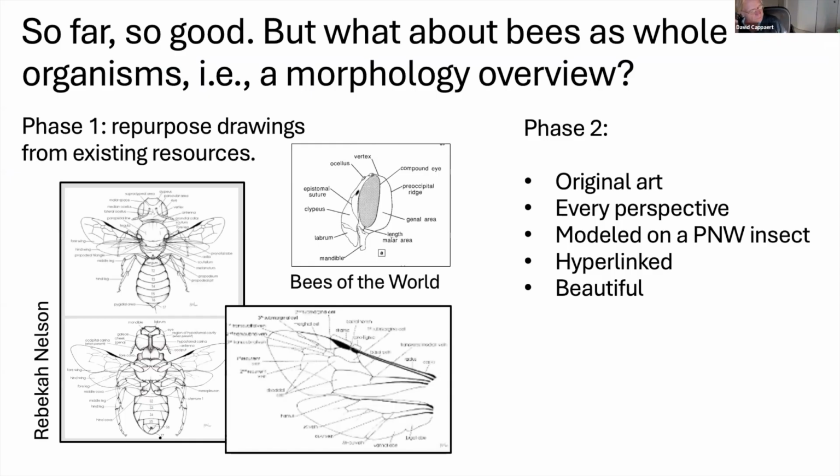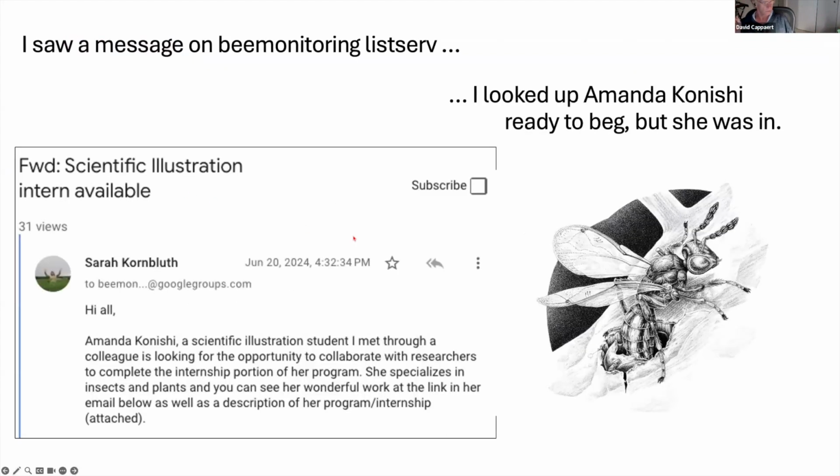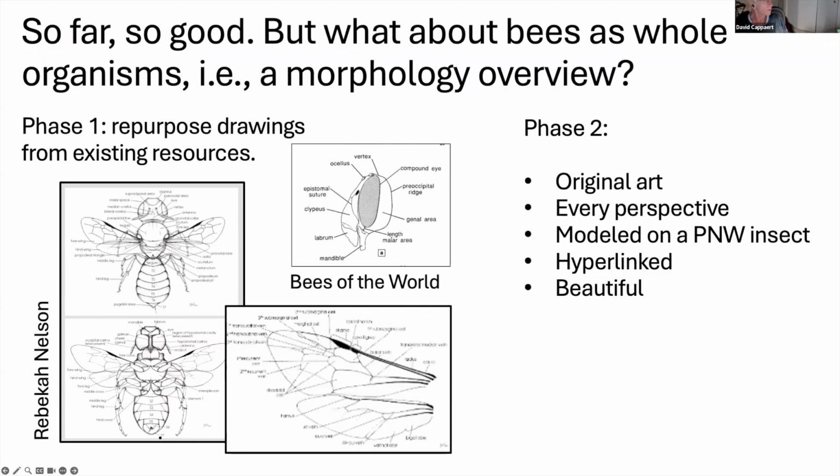But I really want to have a morphology overview, because a lot of people are going to come into this wanting to see the whole, like, how is everything connected to everything else? The first thing I did was use images like on the left here. So just copies from Bees of the World by Michener, or from the Handy Bee manual, or drawings that were made by Rebecca Nelson. Just a mishmash of things. And sometimes these have been recopied for generations by now, because everybody uses the same kinds of pictures, and it works. But that's what I did initially.